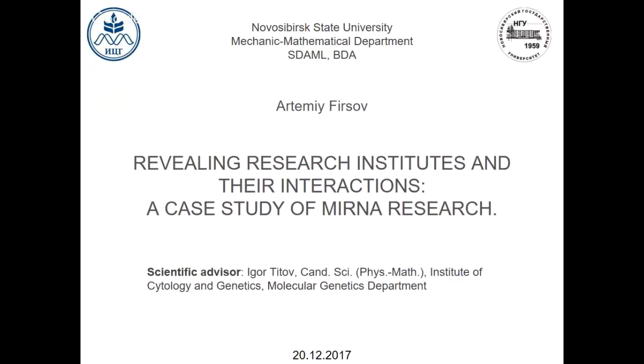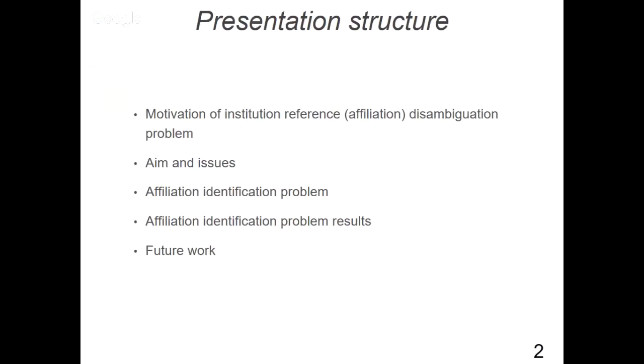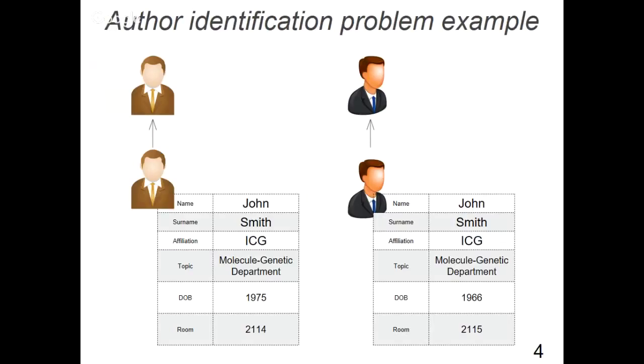So my name is Artemiy. I am from the Institute of Genetics, and my master's topic is reviewing research institutes and their interactions, a case study of miRNA research. First of all, we will discuss the motivation for this topic, so why we should do this. Then we will discuss any issues, the affiliation identification problem, some results, and what I'm going to do in the next semester. First of all, we consider the author identification problem.